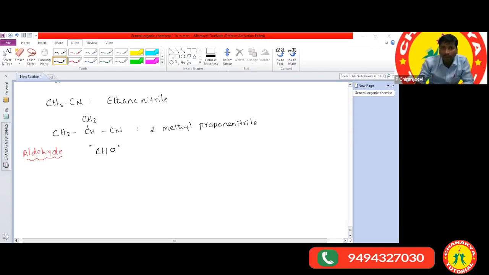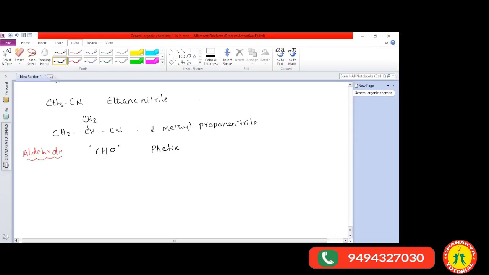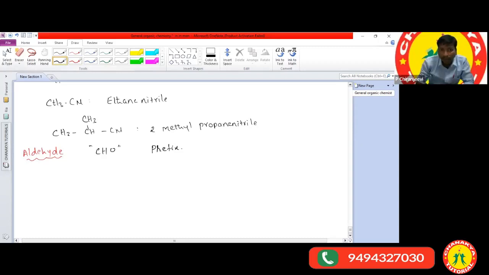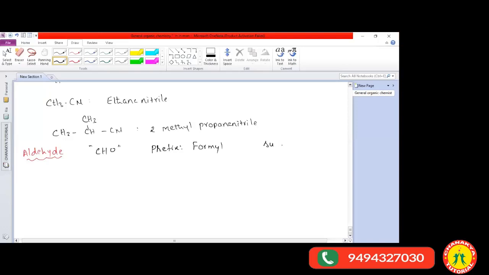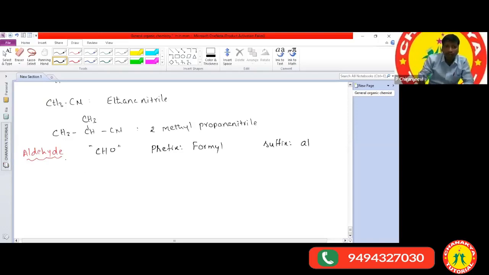So what is the prefix of the aldehyde functional group? Formyl. Very good, Anjan. Prefix is formyl. Okay, and what is the suffix? Al, ma. Okay, now you got the clarity, na? So now first structure I'll write. What is the IUPAC name?